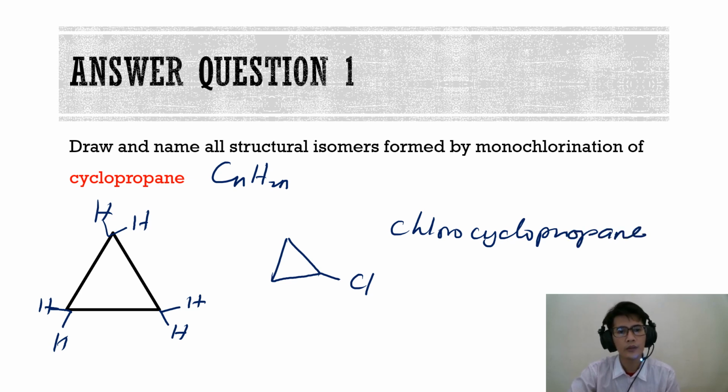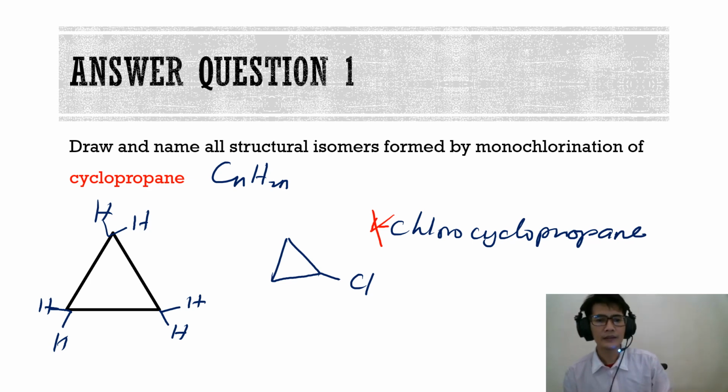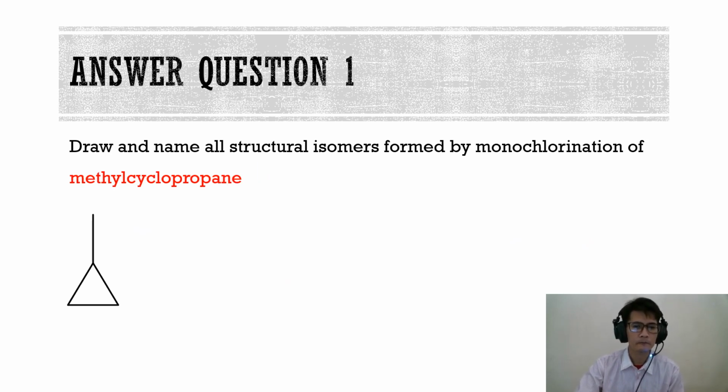Okay, you don't need to put 1-chlorocyclopropene because it is already known this chlorine atom, you put in any position of the carbon is still assigned as the carbon number 1, right? Okay, next, methyl cyclopropene. Okay, so how many hydrogen atom in this molecule?